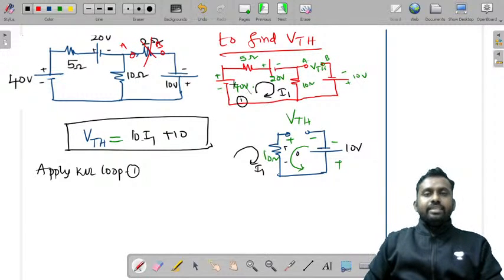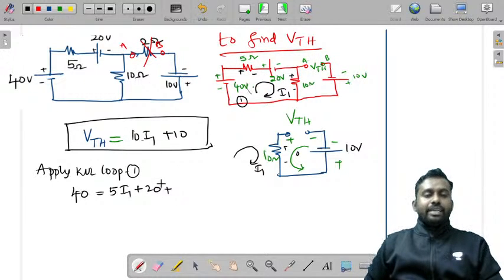Now if you take this, this is 40. I'll write 40 is equal to, because I'll take minus to plus, so it is 40 is equal to, so this is plus minus, that is 5 into I1. So this is also plus minus, so it is plus 20. So I've discussed about this plus minus and all, how I am writing, in the previous sessions. You can check there also. So you can also write plus minus here.